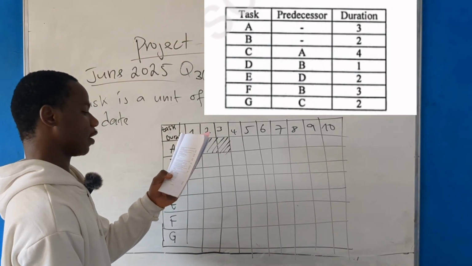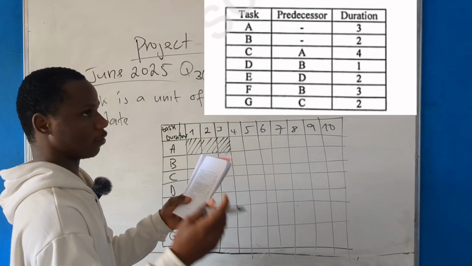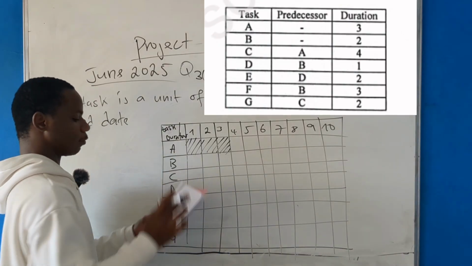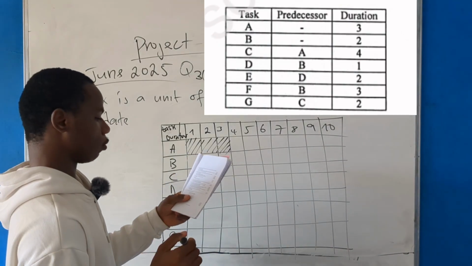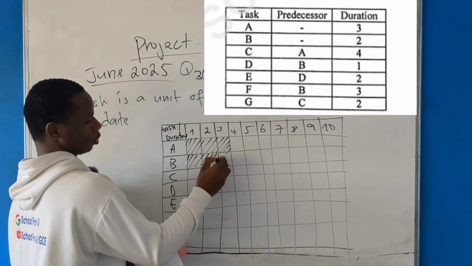Task D. Task D, predecessor, dash, good, meaning no predecessor. When you don't have a predecessor, it simply means that you are starting at the starting point, that you are starting at day 1, good. And duration is 2 days. So we just shade it here.